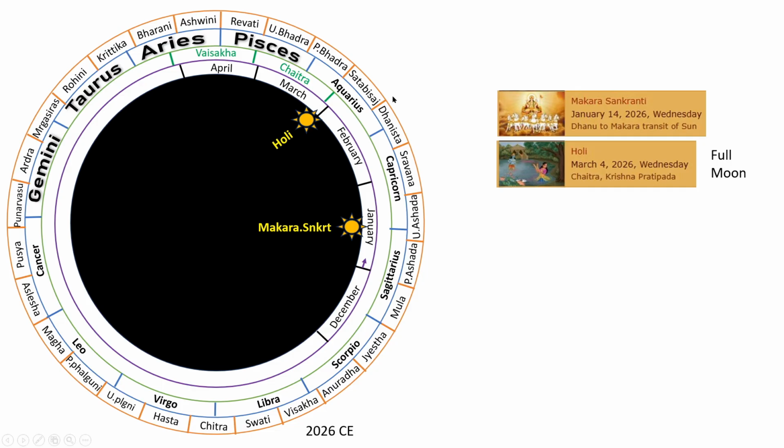Then we'll use Holi to fix this Chaitra month. So Holi was on March 4th. This is March 4th, this is March, so early in March. So this is where Chaitra begins. Basically, Chaitra begins, so basically this is a full moon. This is the full moon of the previous month.